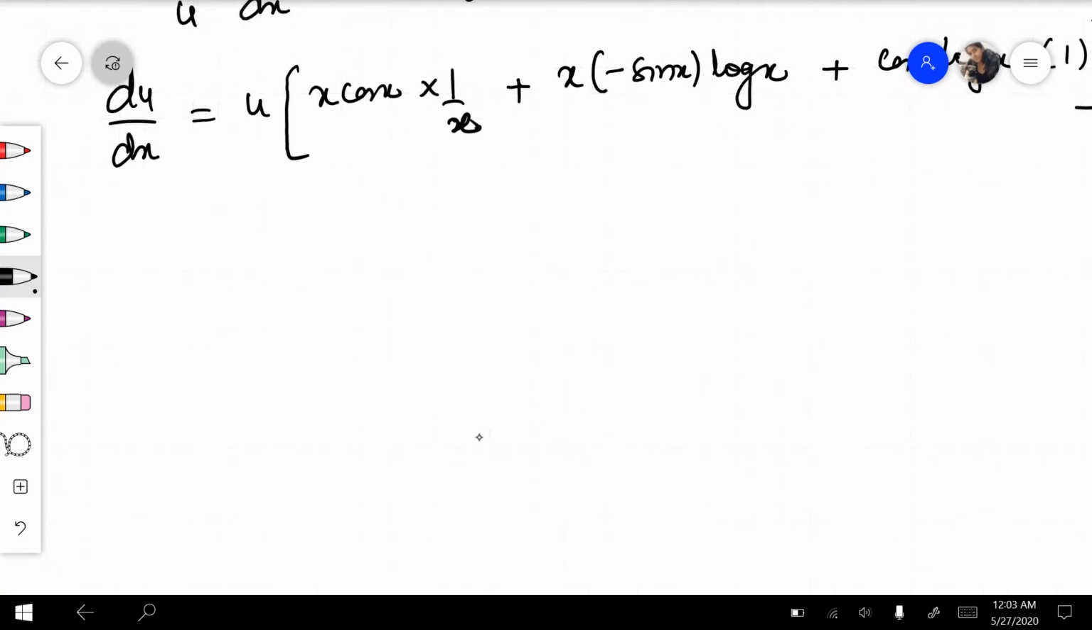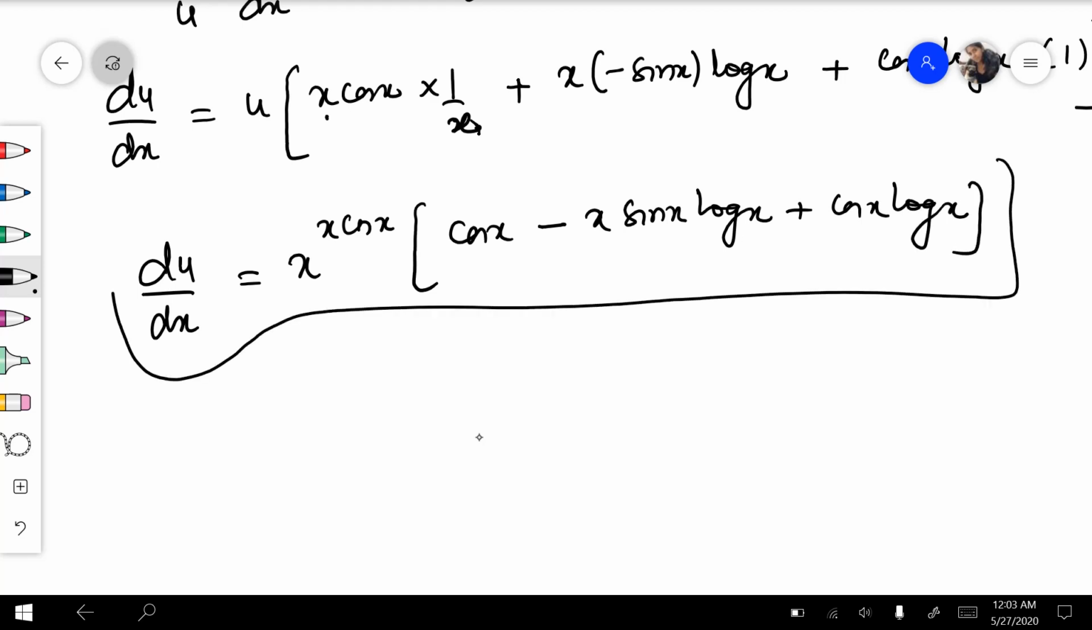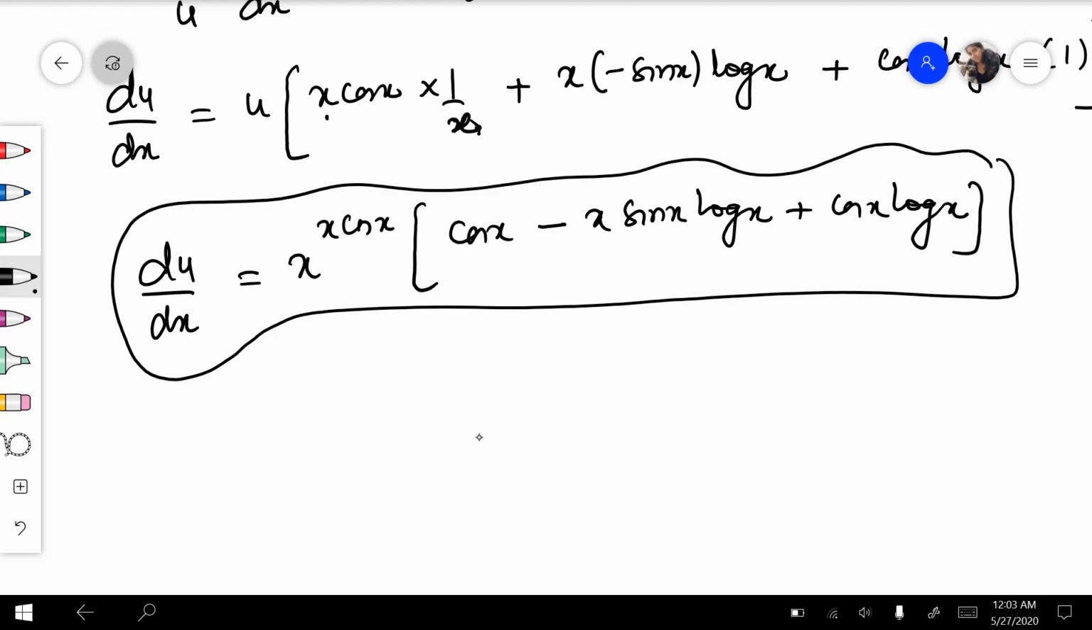Substituting the value of u back here, du upon dx is equal to x raised to power x cos of x, and x cancels, so this is cos of x minus x sin x into log of x plus cos of x into log of x. This is du upon dx, which is the first required term.